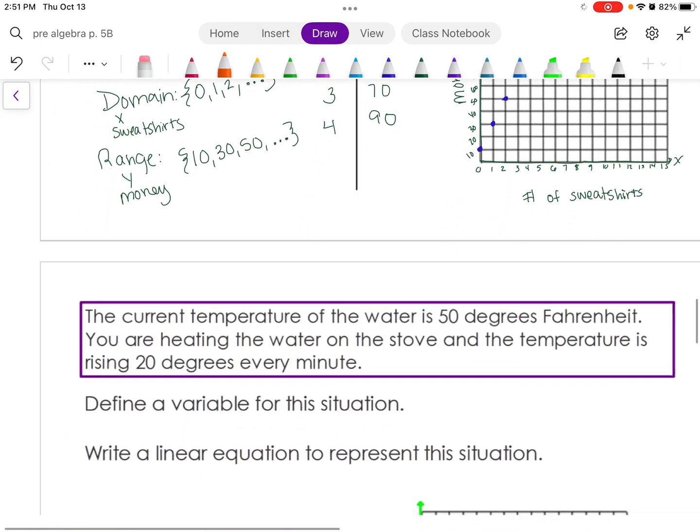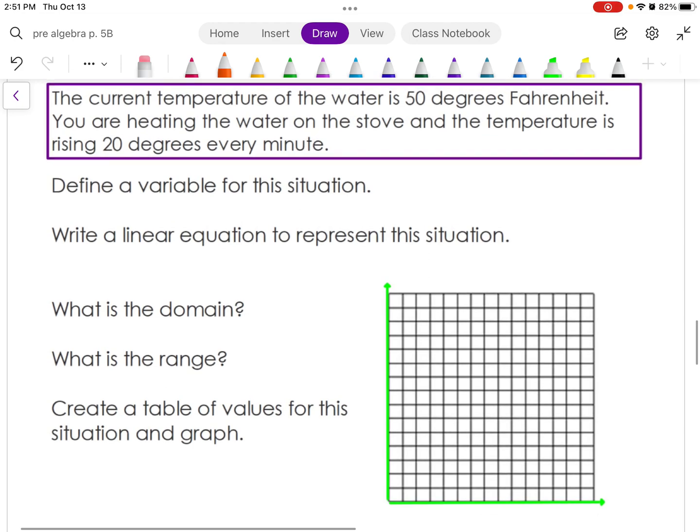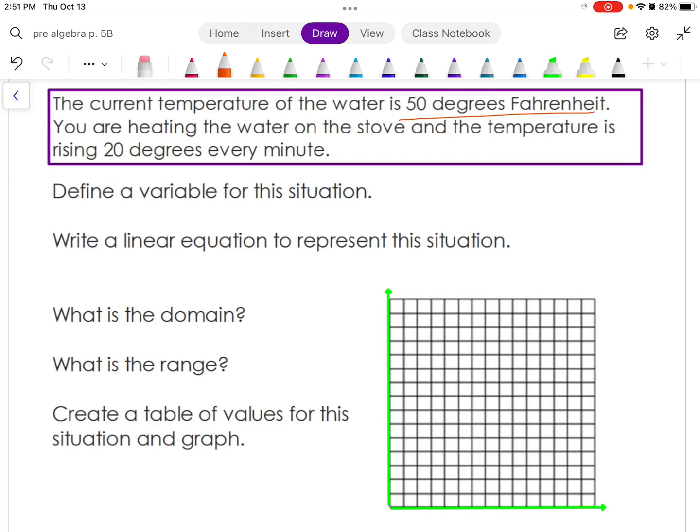Let's look at a couple more examples. It'd be a good idea to pause the video and see if you can fill out any of this on your own. The current temperature of the water is 50 degrees Fahrenheit. You're heating the water on the stove, and the temperature is rising 20 degrees every minute. Well, what are we talking about? We're talking about the temperature every minute. So my x and y, right, we're talking about how the temperature is changing each minute. So x is going to represent my number of minutes, and y is going to represent the temperature.